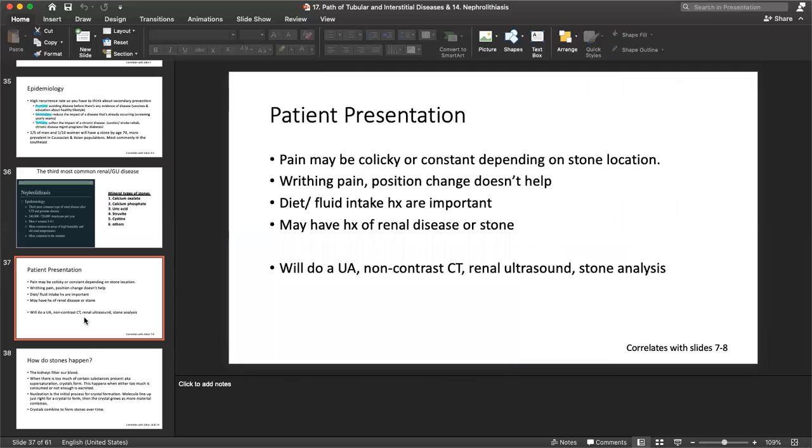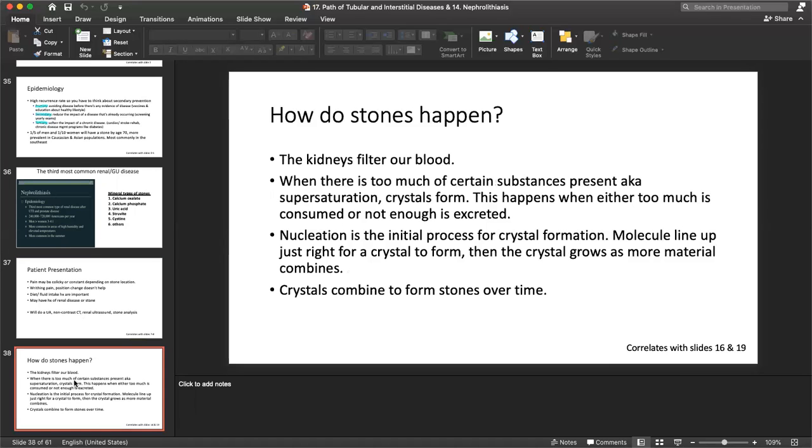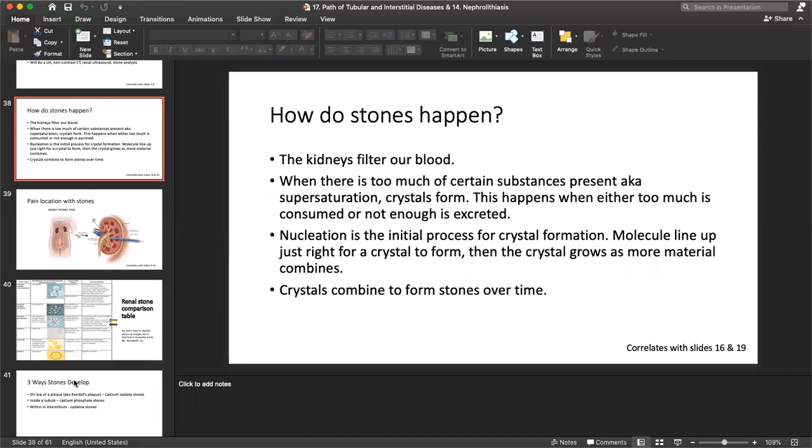You're going to do a urinalysis looking for hematuria. You're going to do a non-contrast CT, make sure it's non-contrast because you won't see the stone if it has contrast. Maybe a renal ultrasound, plus or minus. And then once they pass the stone, you can do a stone analysis and it can help figure out how to prevent them in the future. So how do these things happen? Well, our kidneys filter our blood. If there's too much of something, there's going to be crystal formation.